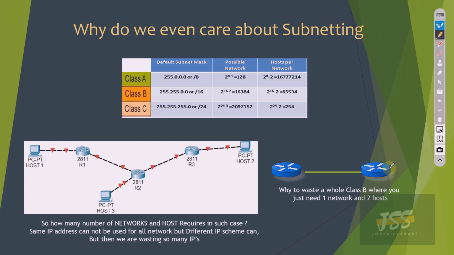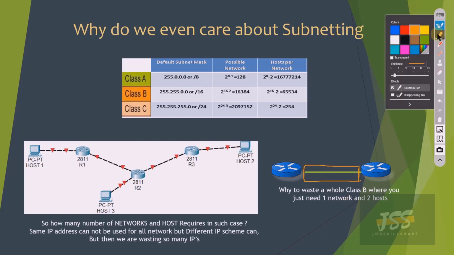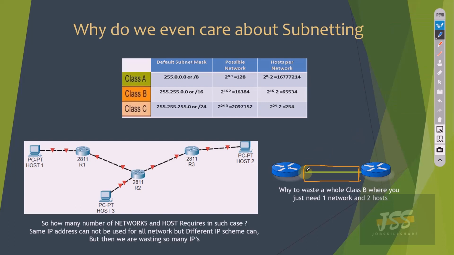If I give you the example of these two routers, how many networks do we have here? We have only one network, this. And how many hosts do we need? We have two hosts, this and this.